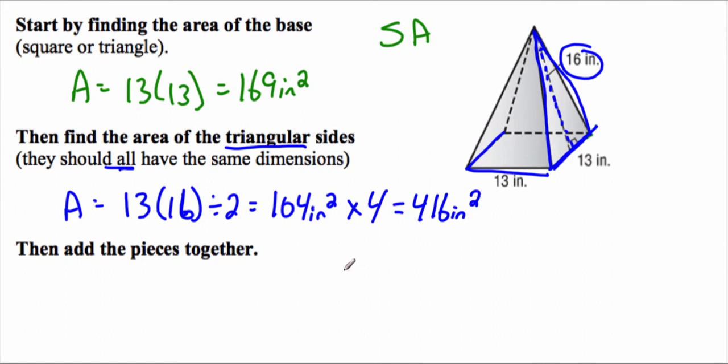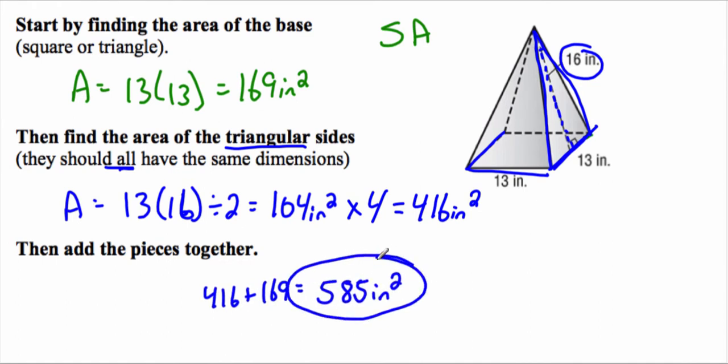And then we go ahead and we add them together. 416 plus 169 gives us 585 inches squared. That's our surface area. So we found the area of the base, we found the area of the triangular side, and then multiply times the number of sides. That's how we can speed it up a little bit.